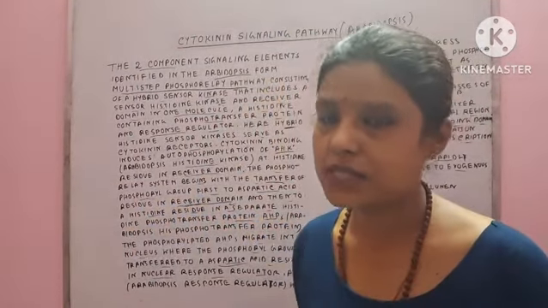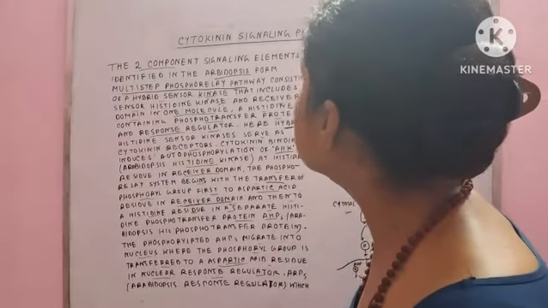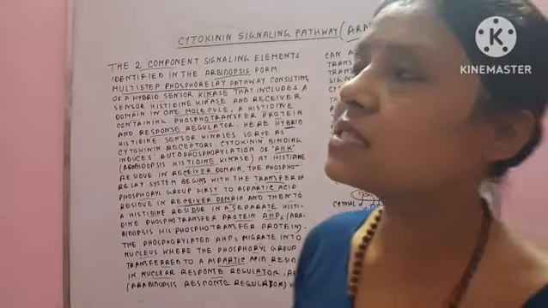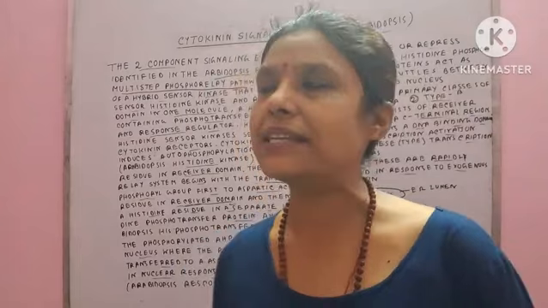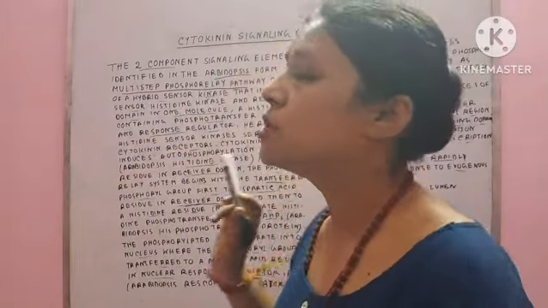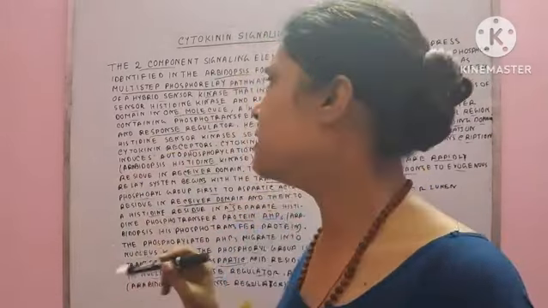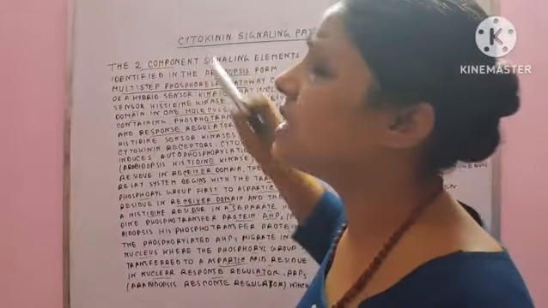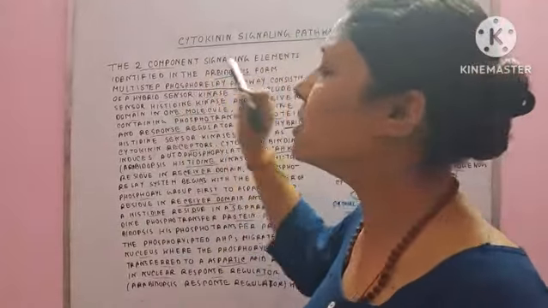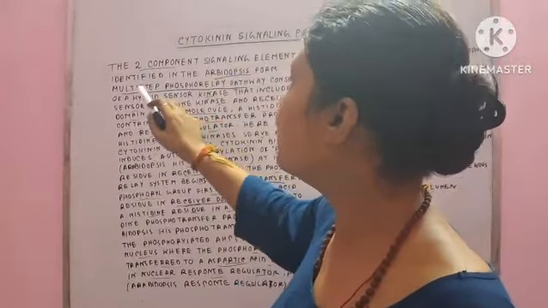The video is about the cytokinin signaling pathway in Arabidopsis. This is an example of a developed plant, and this is its scientific name. Here, two systems are involved: one is the two component signaling system, and another is the multi-step phosphorelay pathway system.